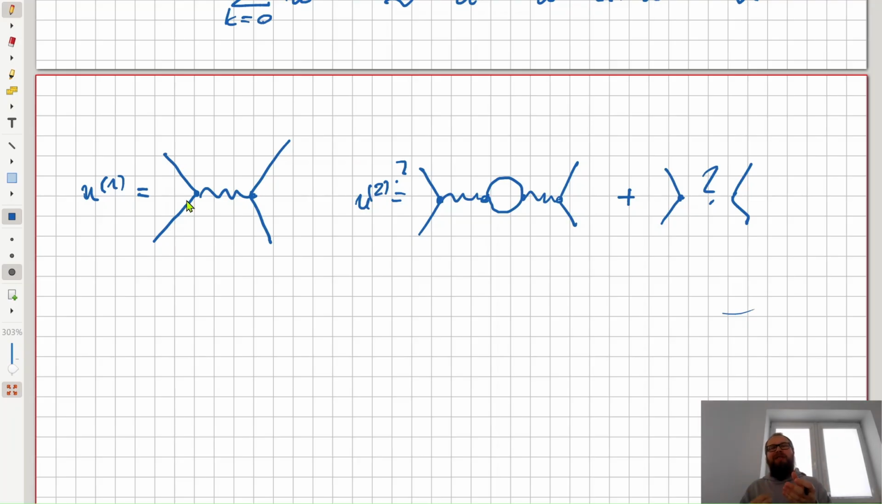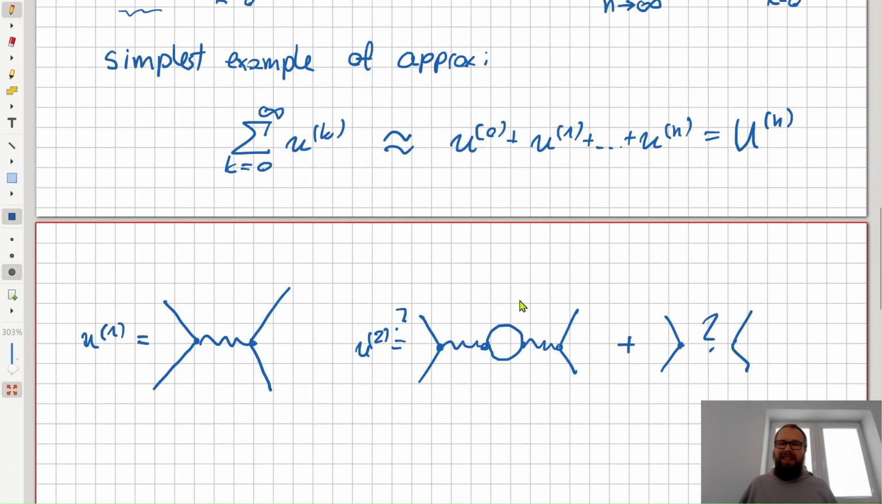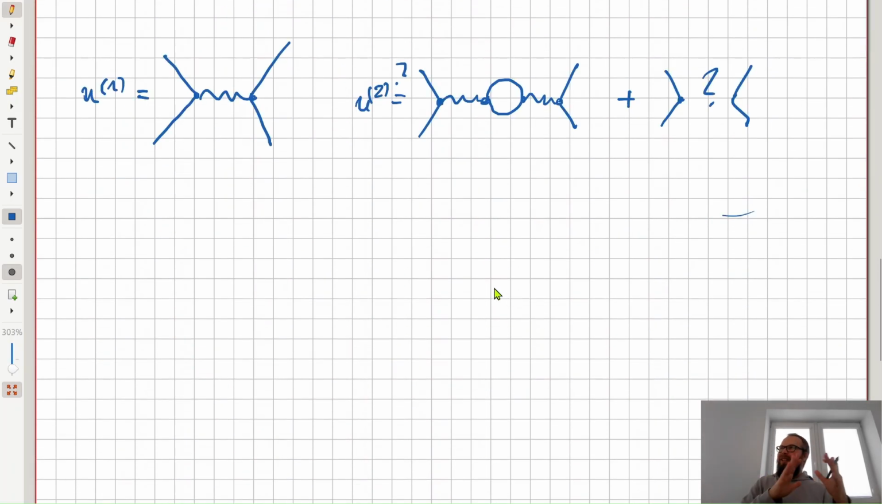There are some rules for translating into horrible math, so that you can actually calculate something. You sum them up to get your basically evolution operator, or a Green function variety in this case. So something like this. This is the sum of diagrams, and you get something like this. And there are tricks, so you can truncate it. So let's say you get this diagram and this diagram, and you neglect everything else. That would be one way to approximate.